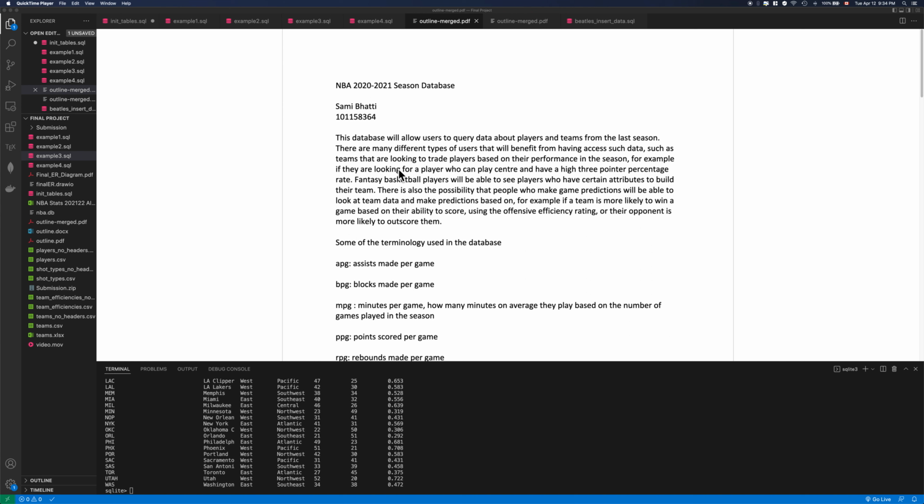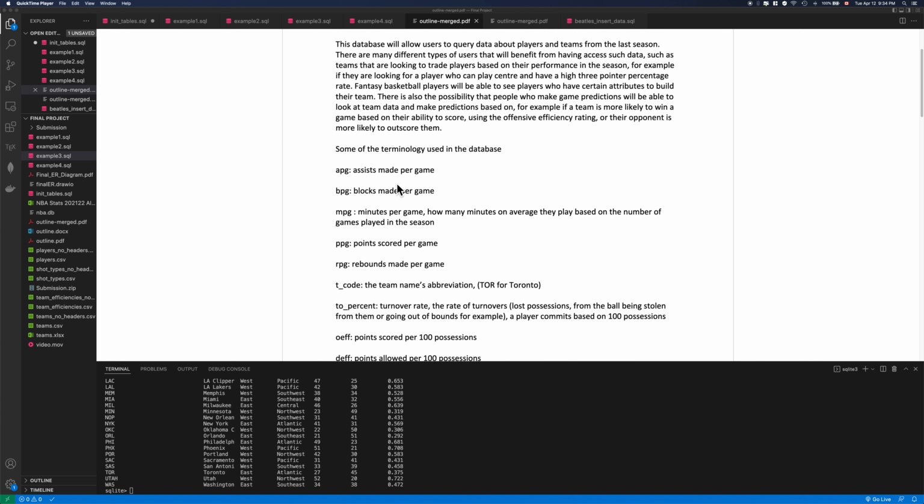that's maybe looking to make a trade for another player, a fantasy basketball fan who's trying to figure out which player best suits their team, and people who make game predictions based on the previous season, where they'd be able to figure out how well a team is going to do in the upcoming season.